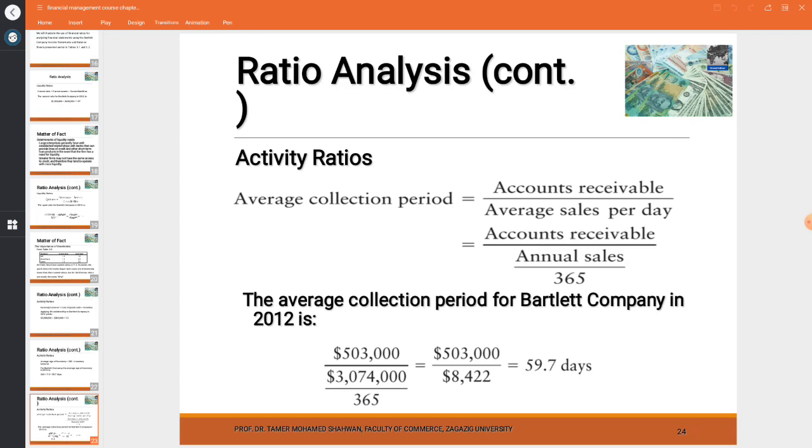By implementing this using our data in the Parklet company, our accounts receivable is 503,000 divided by 8,422. You have an average collection period equal to 59.7 days.